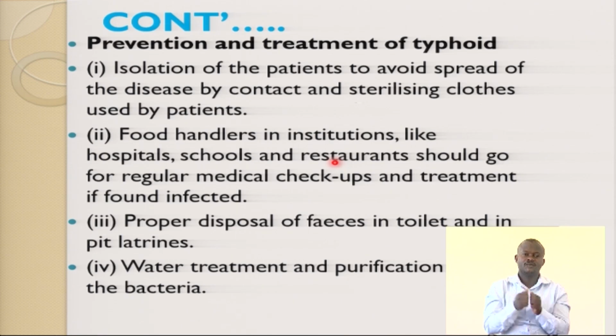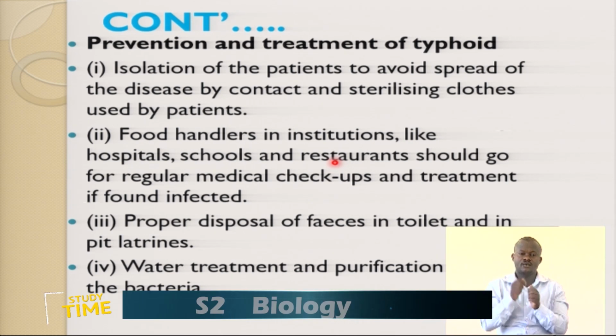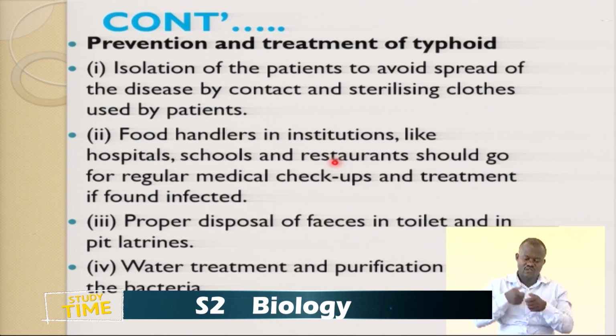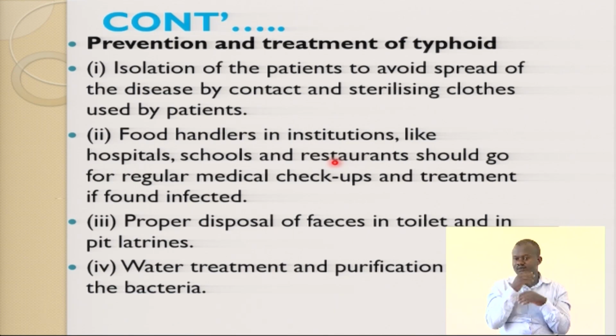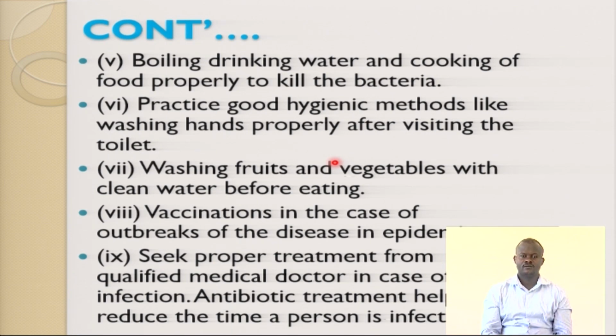Let's talk about proper disposal of feces and urine in toilets and pit latrines. Water treatment and purification to kill the bacteria. The water we use at home should be treated properly. Sewage also has to be treated properly because it could be an agent that can cause disease. Boil drinking water and cook food properly to kill the bacteria.